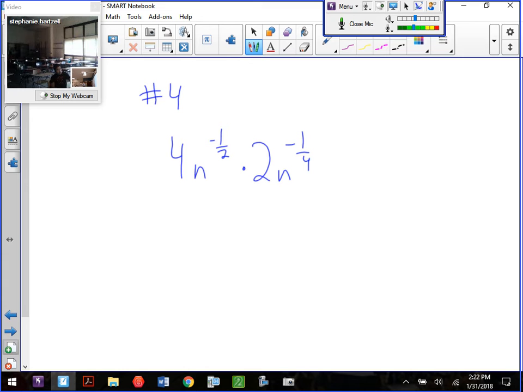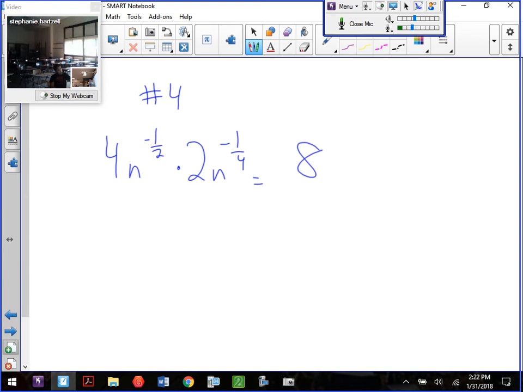So here I've got 4 times 2, which is 8. Good, I'm glad nobody pressed that on their calculator, so there's that. Now both of these variables, the n's, are both negative. And we don't like negatives, we like positives, so how do we make those n's positive? Send them down to the bottom, the denominator.